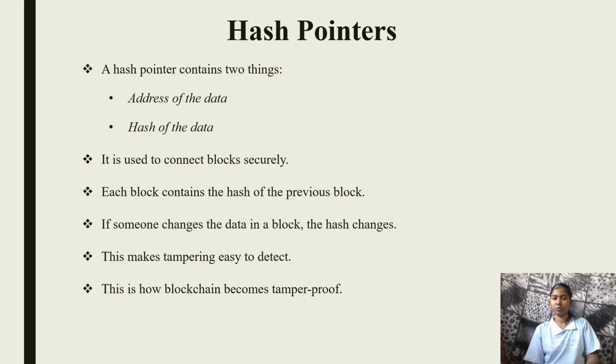Hash pointers contain two things: the address of the data and the hash of the data. It is used to connect blocks securely. Each block contains the hash of the previous block. So in a blockchain, the block contains the hash value of the previous block. If someone changes the data in the block, the hash changes. This makes tampering easy to detect. This is how blockchain becomes tamper proof.